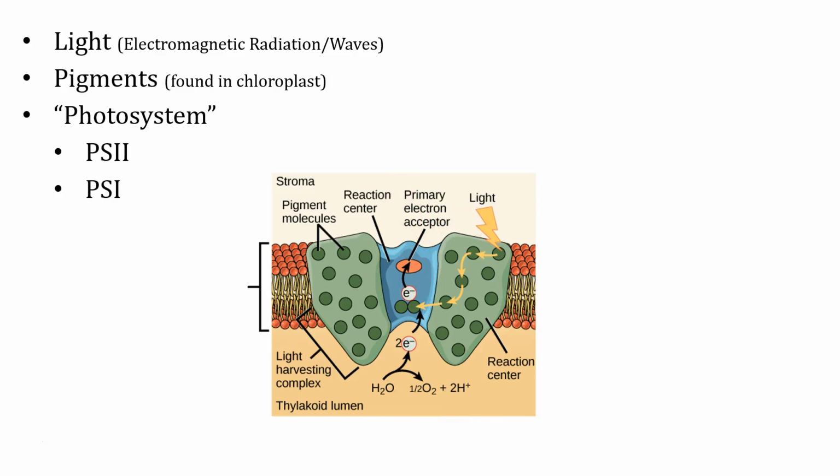Now, there's a couple of different photosystems in photosynthesis. There's photosystem 2 and there's photosystem 1.